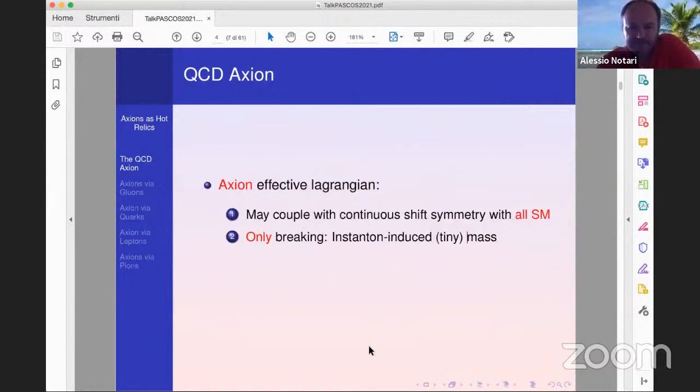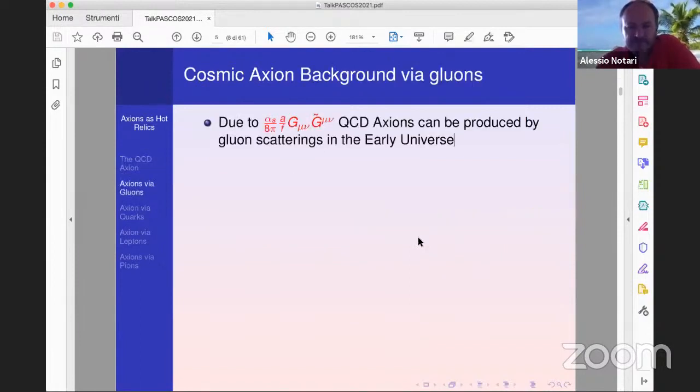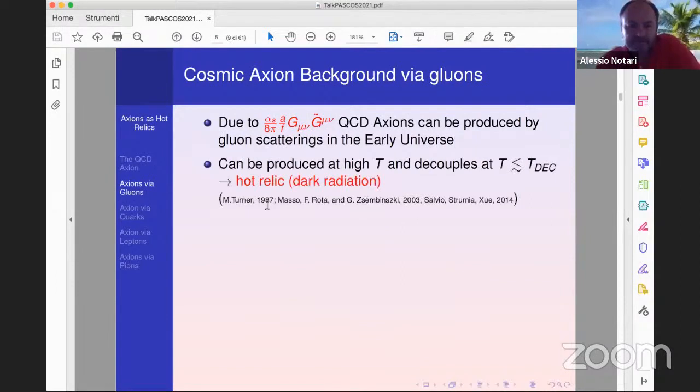Okay. So I will consider an effective Lagrangian for axions, with the following rule: it can couple with essentially any standard model particle, as long as a continuous shift symmetry is respected for the axion. The only breaking of this symmetry is the potential that I showed before, but that is a non-perturbative effect. So, let's go first. The essential coupling that we need is the coupling with gluons. And this has been studied already in these papers.